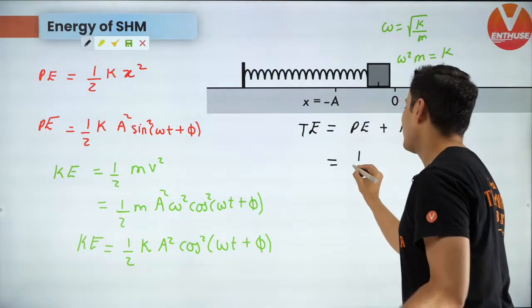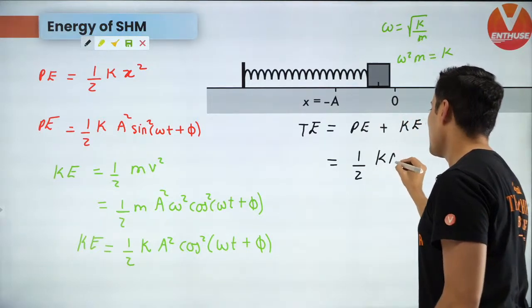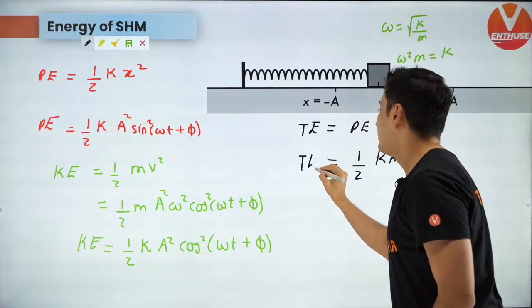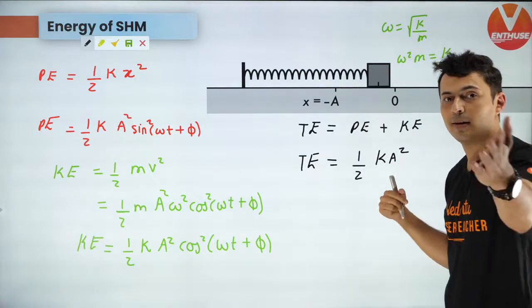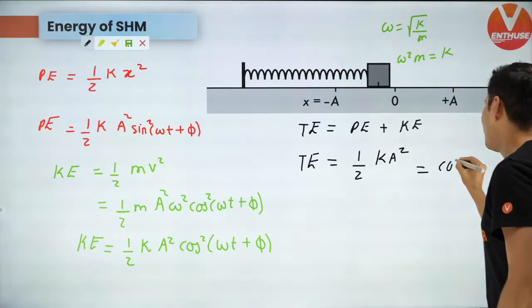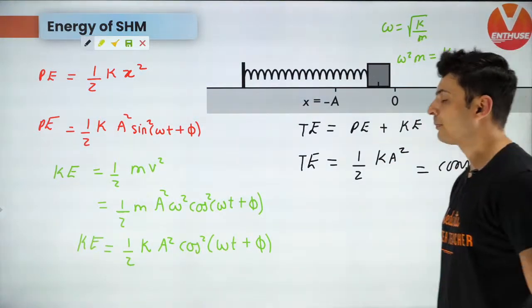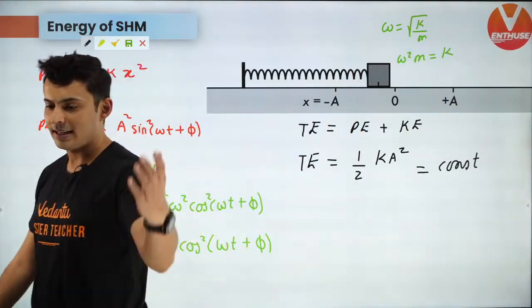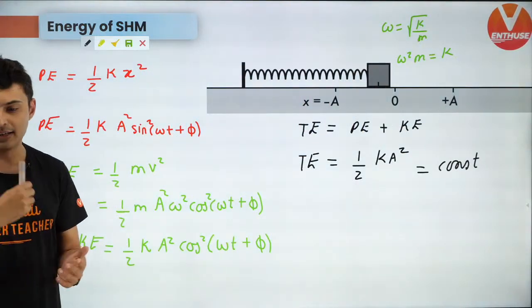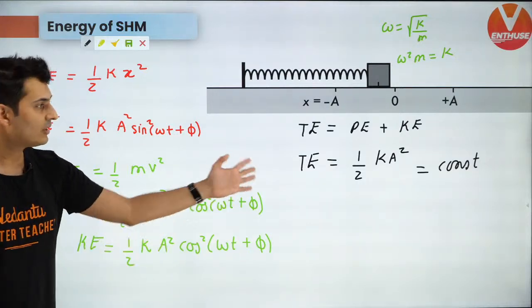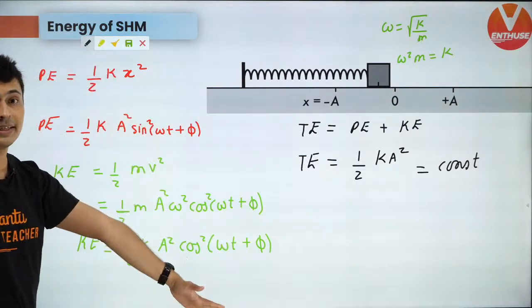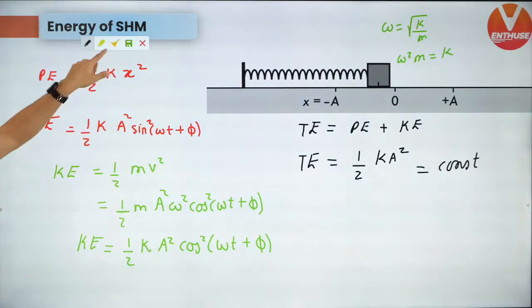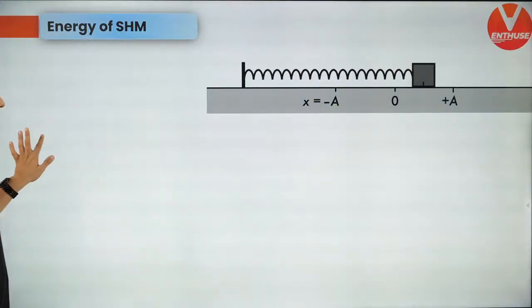You will just get it as half k a square. Now isn't k a constant and isn't a constant? That means the total energy will be a constant, guys. As simple as that. Yes, sine square plus cos square is 1. Excellent. Very good. So this is the total energy. You should remember all these things. All these are important stuff. Okay. So going to the next thing.